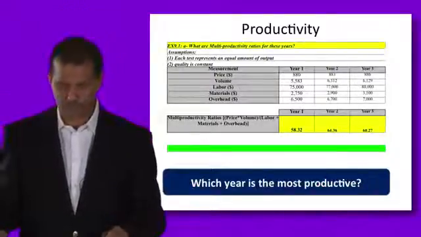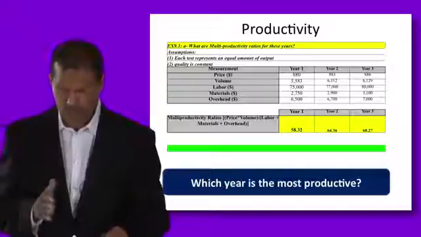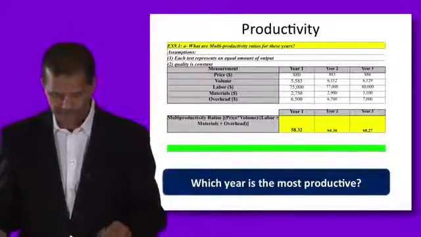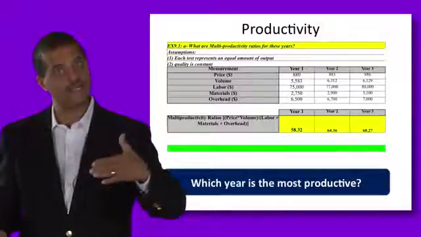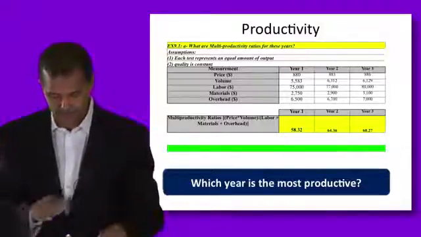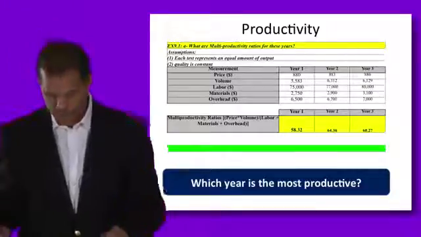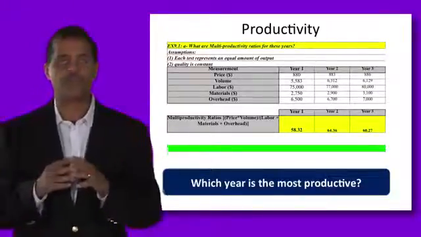So this is another example. Which year is the most productive? If you note, we have year number 1, year number 2, and year number 3. And then we have the measurements or criteria. They're listed there. And if we look, our eyes take us to year number 2, sitting at 64.36.